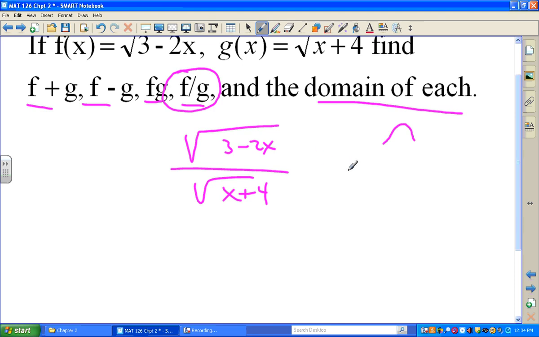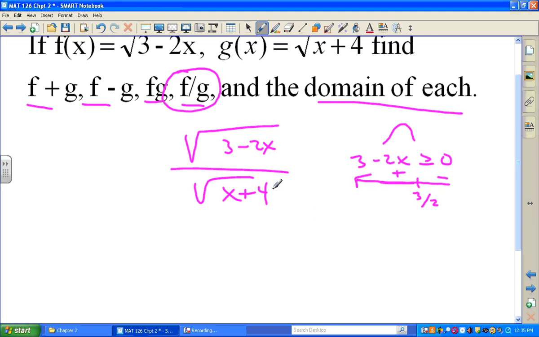What's the domain for the numerator? Well, 3 minus 2x has to be greater than or equal to 0, right? It has to be a positive number or 0. So what makes it equal to 0? Yeah, 3 halves. And this is the negative and this is the positive region. You put in 0 and it's positive, put in 10 and it's negative. So it's everything this way.